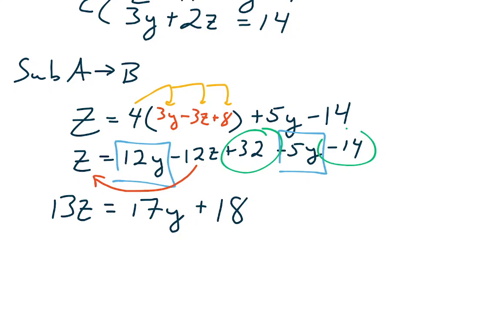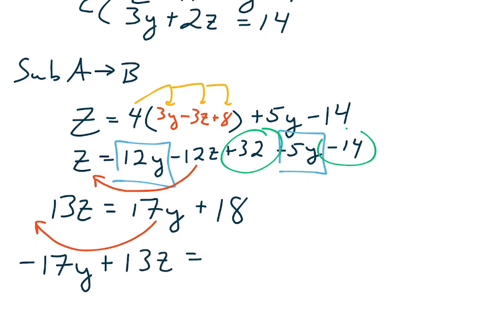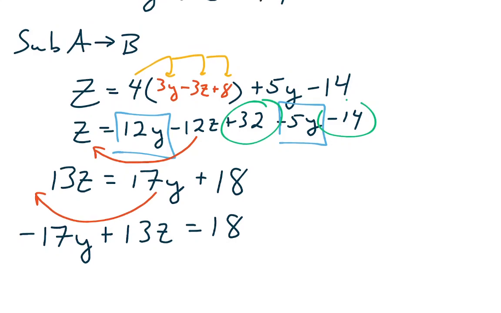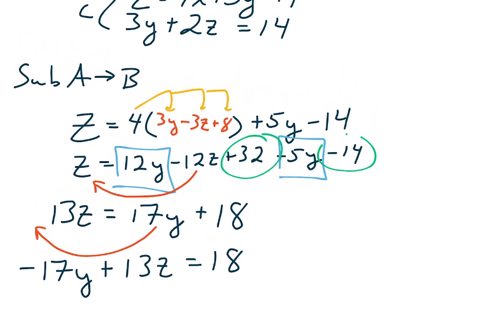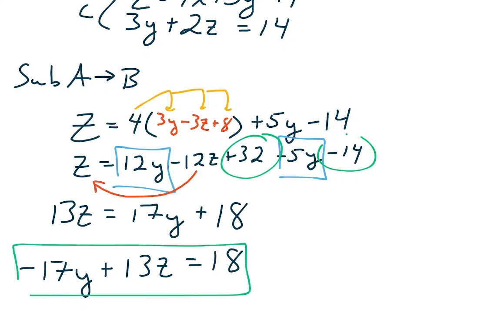And speaking of moving numbers to the other side, this 17y really fits better on the same side with the variables. So we'll subtract 17y, we'll keep the 13z, and we'll keep the 18. Okay, that equation that I'm putting a green box around is an equation with just y and z, and it matches perfectly with the equations up above, which was equation C, that also has just a y and z.